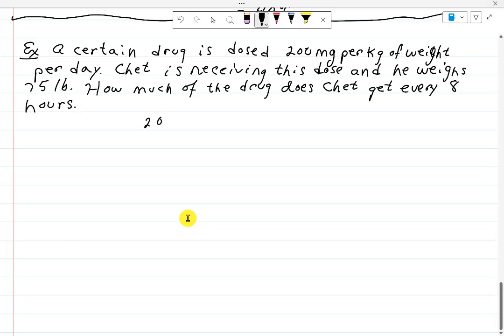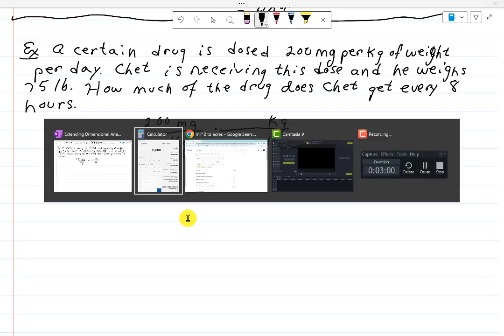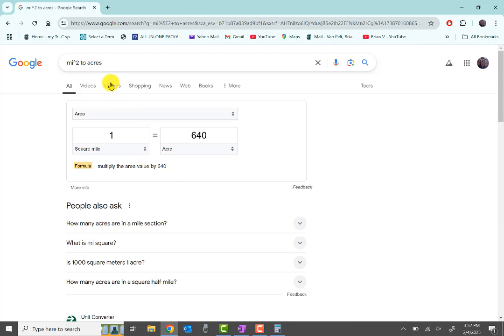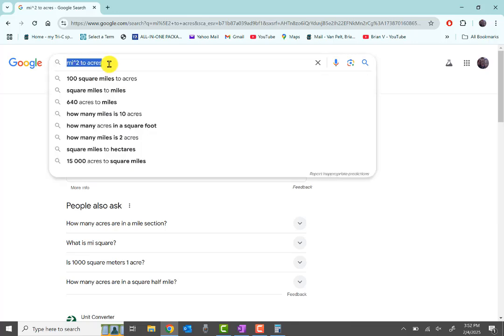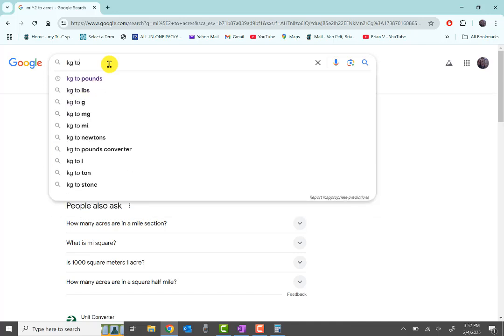All right, the dose goes like this: 200 milligrams per kilogram. Unfortunately, Chet is measured in pounds, so the first thing I need to do is change pounds to kilograms. I'm going to work on his weight first. I would like to get kilograms up here and then pounds in the denominator. So let's go ahead and do that. Whatever you put first is what it assigns to 1. So let's do kilograms to pounds.